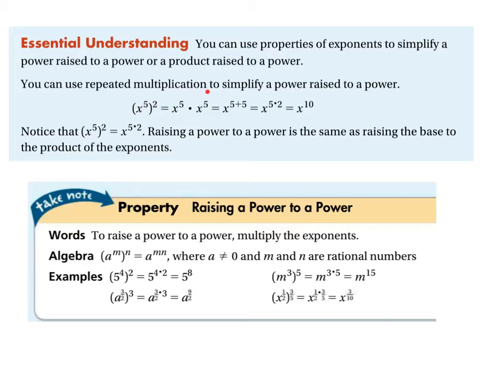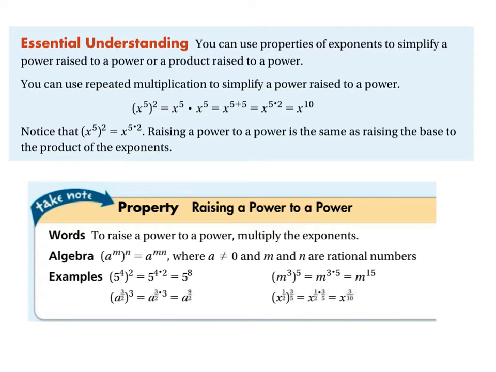You can use repeated multiplication to simplify a power raised to a power. So you say, okay, any base raised to the second power is that base times itself. So we've got x to the fifth times itself. And now instead of writing it like that, we've rewritten it in something that we did in last lesson, which is that we're just multiplying two powers with the same base.